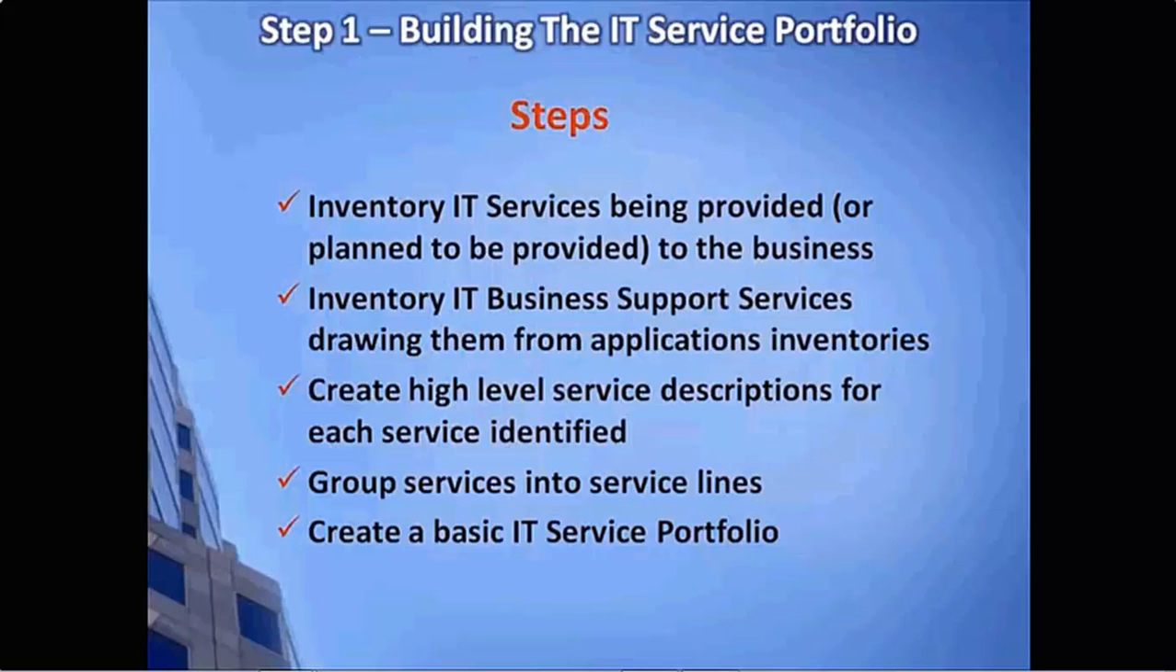Once we have those service descriptions, we can start to group like services together into service lines. These are just like picking up a catalog from a retail store, for example, where you might see all the books are listed in one area, maybe furniture in another. The same thing will happen with your services. Put those into service lines so they're easy to find. At this point, you've now created a very basic IT service portfolio.